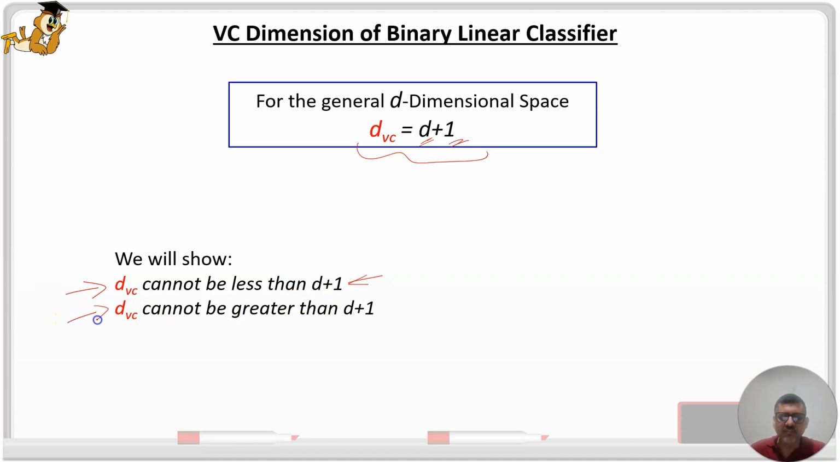And we will show that d_VC cannot be greater than d plus 1. Okay, so in the d-dimensional space, this is the dimensions of the space that we are talking about. We are talking about the binary linear classifier, and we are going to show these two things. And if we prove these two things, all that it will tell us is that d_VC is equal to d plus 1, right? This is the only possibility that remains if we prove these two things, and that's how we are going to go about it.